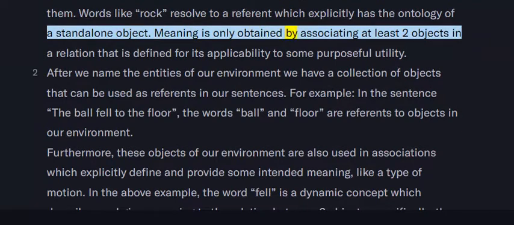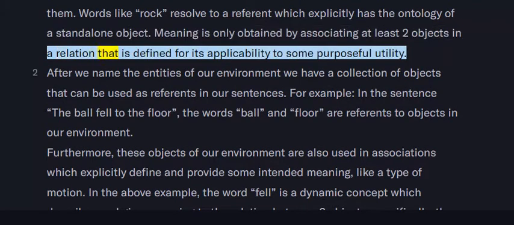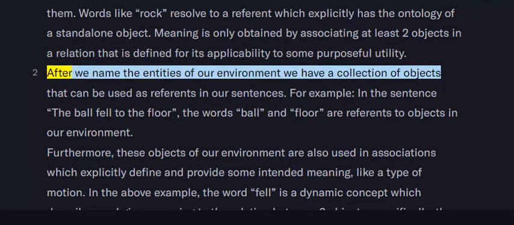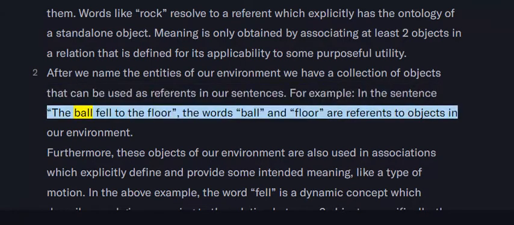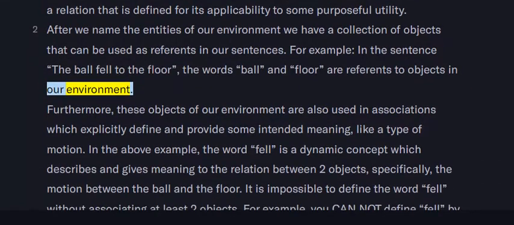Meaning is only obtained by associating at least two objects in a relation that is defined for its applicability to some purposeful utility. After we name the entities of our environment, we have a collection of objects that can be used as reference in our sentences. For example, in the sentence "the ball fell to the floor," the words ball and floor are reference to objects in our environment.